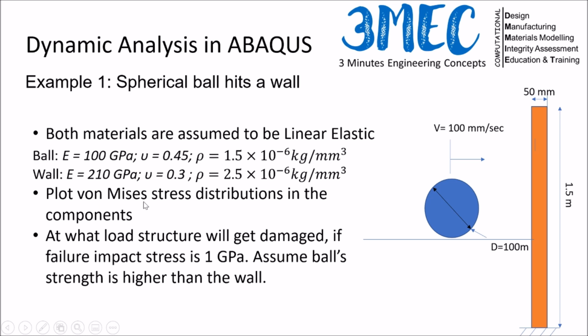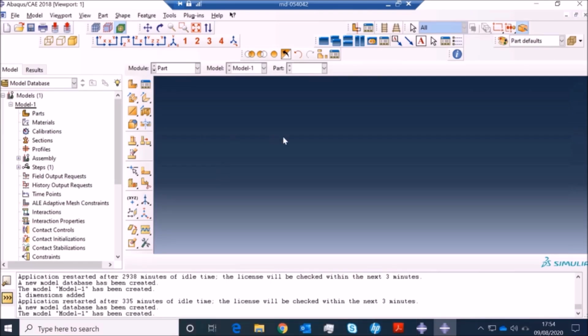What you have to do is plot, for example, stress distributions, which could be von Mises or maximum principal stresses, and we also need to find out what sort of stresses will be generated in the wall at the contact area and in the ball. Let's start and build this model.